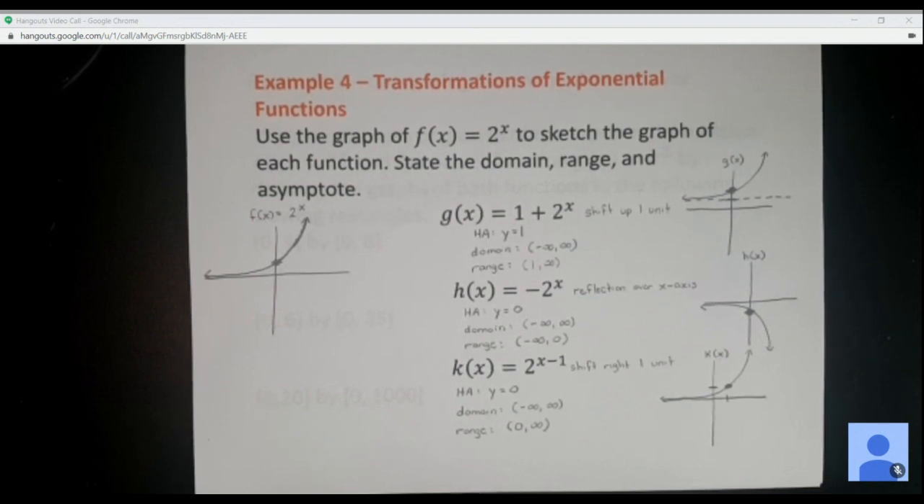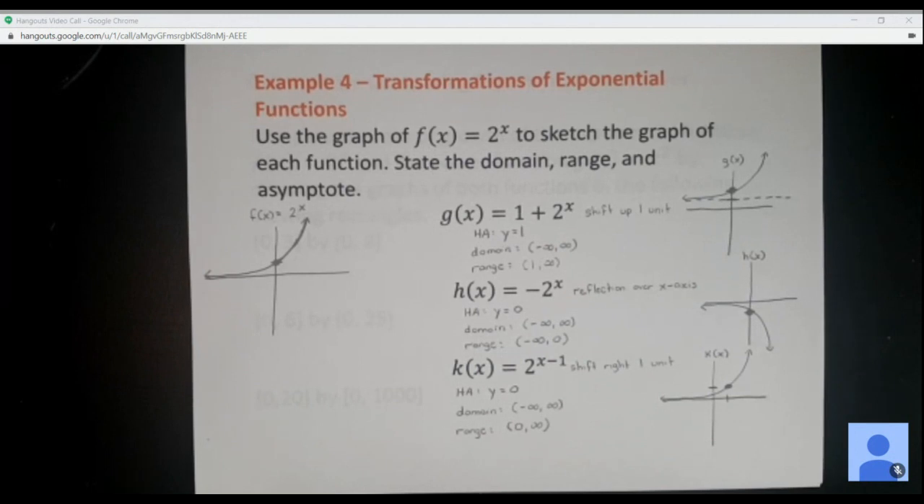Plug in 0 for x, right? And so if we put a 0 in place of x here, that gives us 0 minus 1. Well, that's a negative 1. What would 2 to the negative 1 power be? 1/2, right? And so that tells us now that our y-intercept should be at exactly 1/2, halfway between 0 and 1 this time.